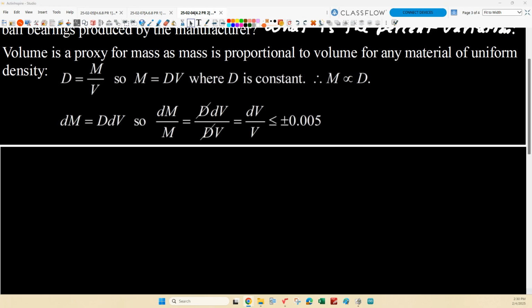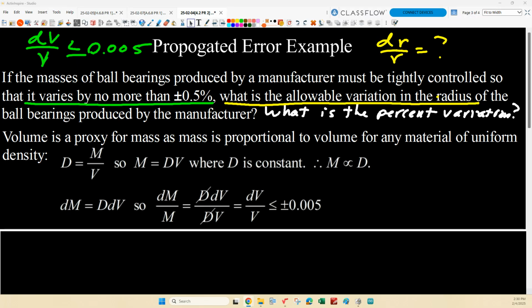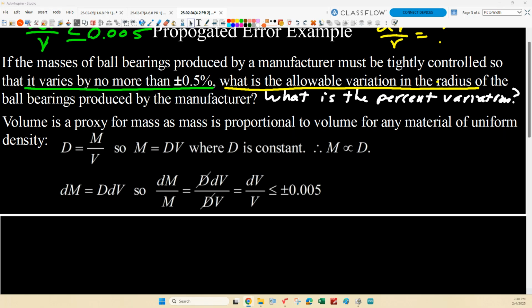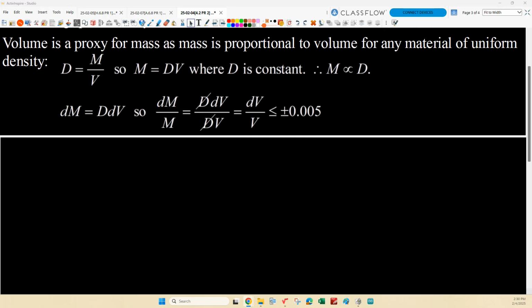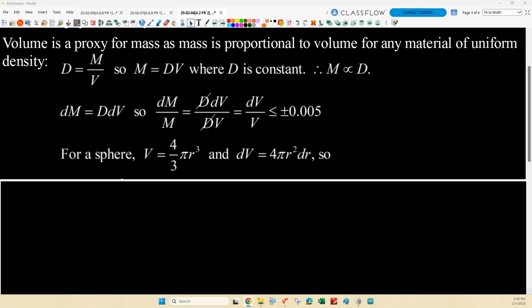So they're telling us that the variation in mass is no more than plus or minus 0.5%, which is plus or minus 0.005 as a decimal, right? Mass leads us to variation in volume. Well, then all we have to do, we know volume, and I think you guys got this, right? Volume of a sphere is 4/3 pi r cubed.